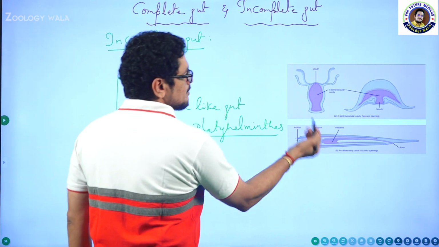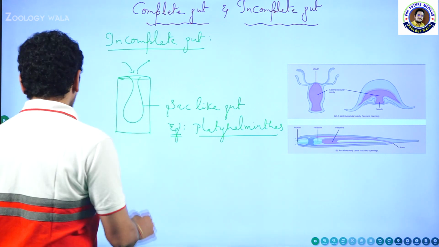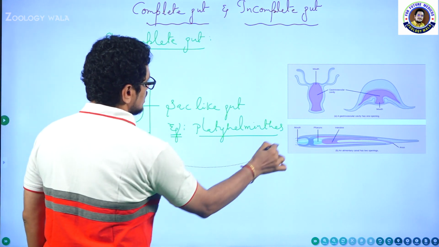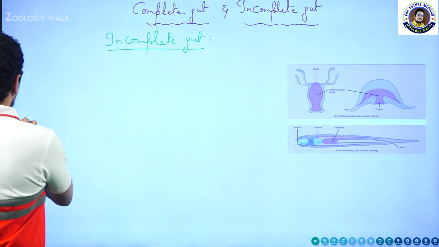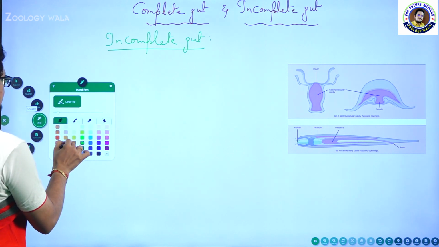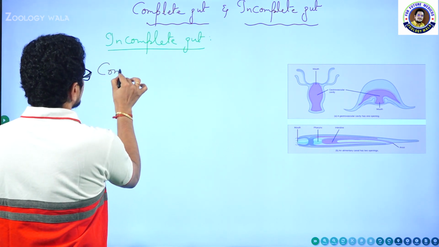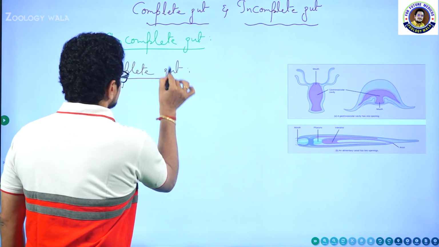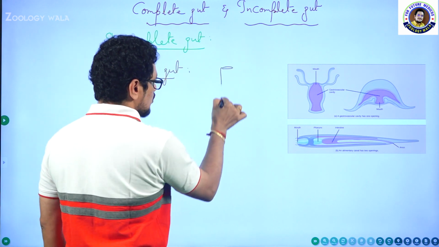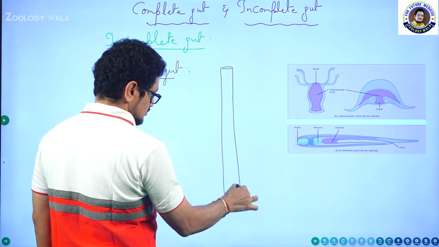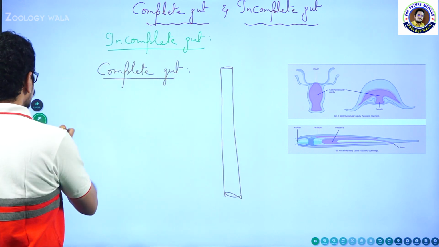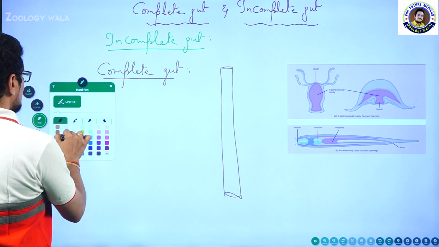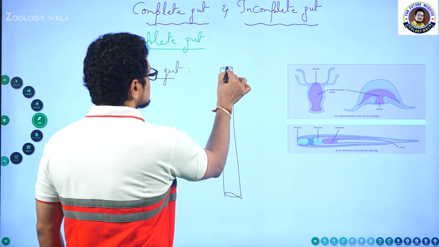If the matter comes to the complete gut, what is the difference? I will tell. So let me clear this. And now let us take the complete gut. See here, imagine this is the body of an animal. That is a general plan of an animal, and now inside it I want to represent the alimentary canal.